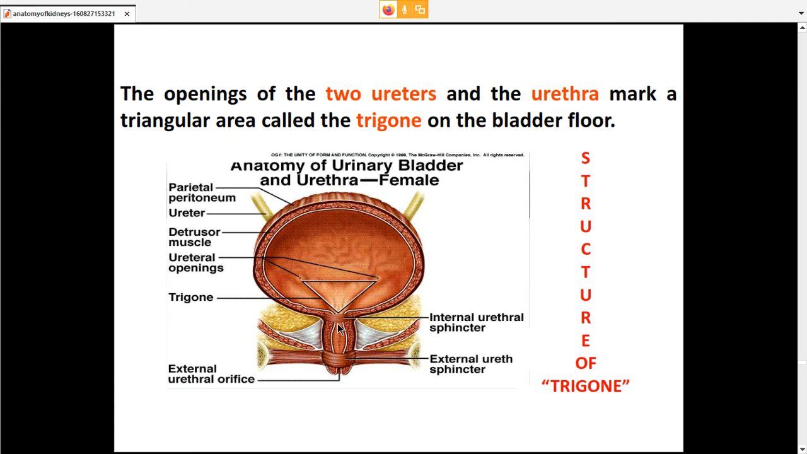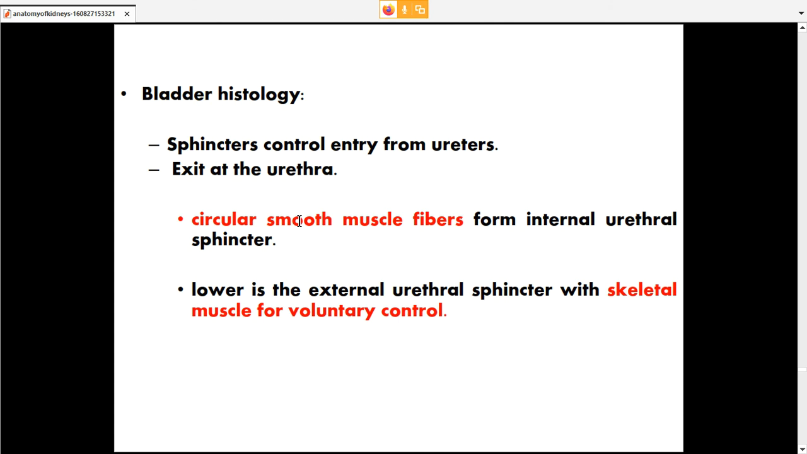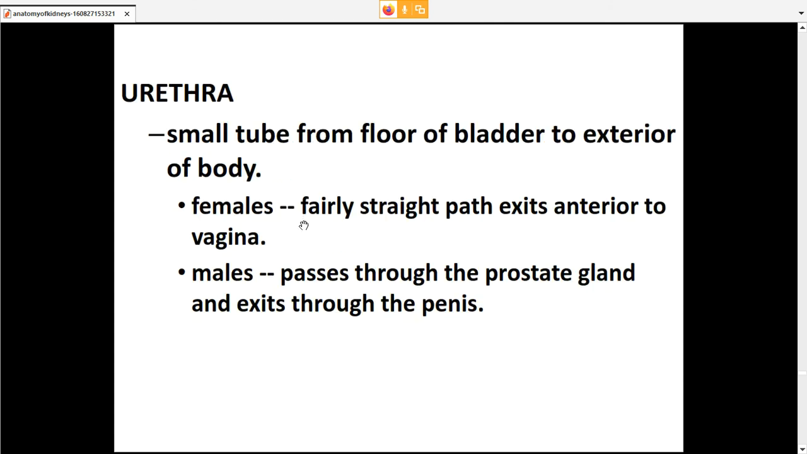The perineum is a region which is present behind the pubic symphysis and anterior to the coccyx bone, the lower end of the vertebral column. So this is the bladder structure. What is present inside? There is an outer layer, middle layer, and innermost layer. In the outer layer you can identify connective tissue. In the middle layer you can identify smooth muscles, and in the innermost layer you can identify the transitional epithelium. So this is about the urinary bladder.